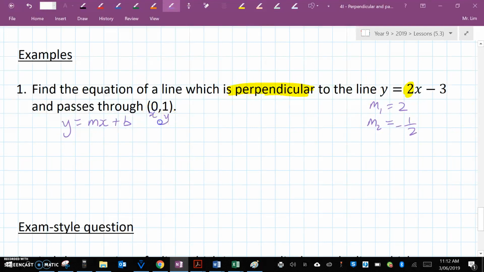Here's our x, here's our y. Y is 1, m is negative half, x is 0, plus b. 1 is therefore equal to b, or b is equal to 1. Therefore, the equation of the line is y is equal to m, negative half, x, plus b, which is 1.